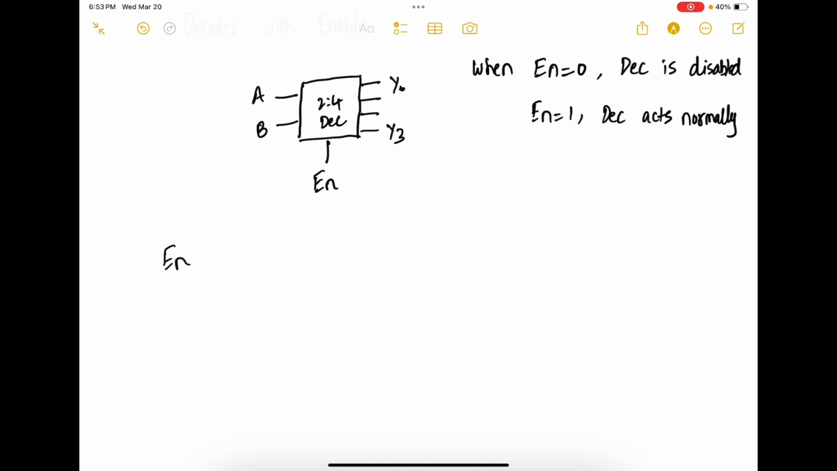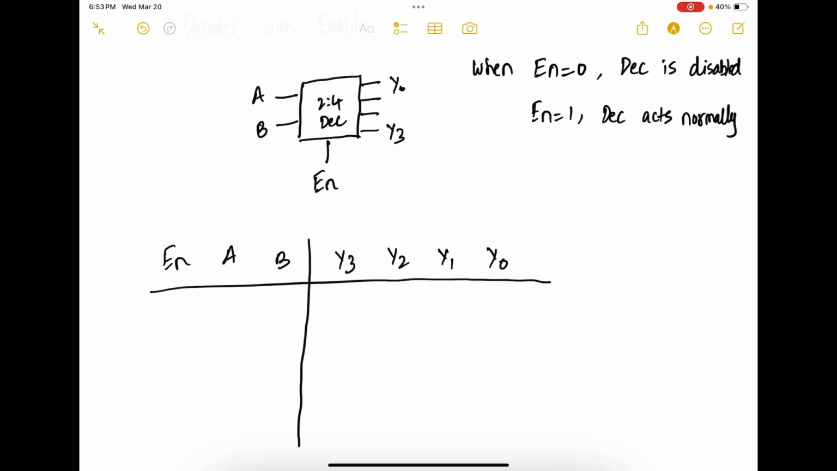So you have enable input, A input, B input, followed by Y3, Y2, Y1, Y0. When enable is 0, it doesn't really matter what A and B are. Your decoder is going to output all zeros. Remember, in a decoder, at least one of the output lines has to be a 1. Which is why we have the enable signal here, and when enable is 0, the decoder is disabled.